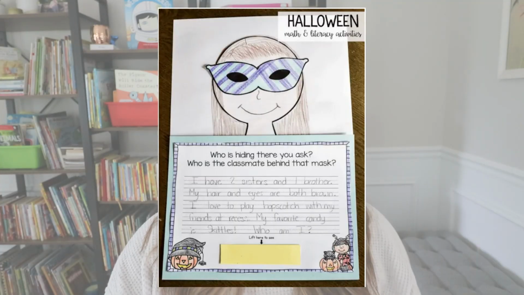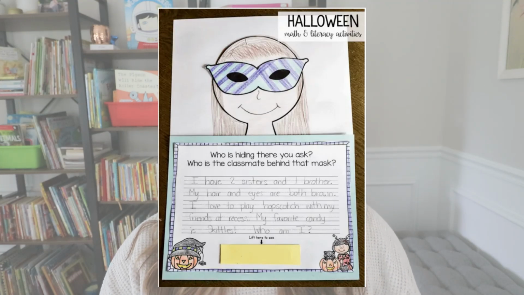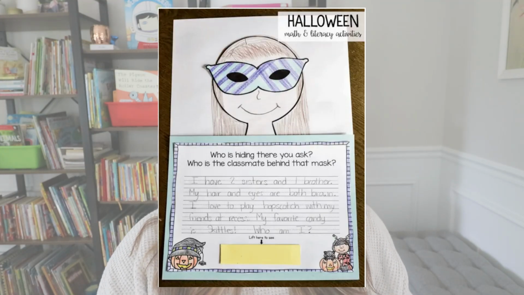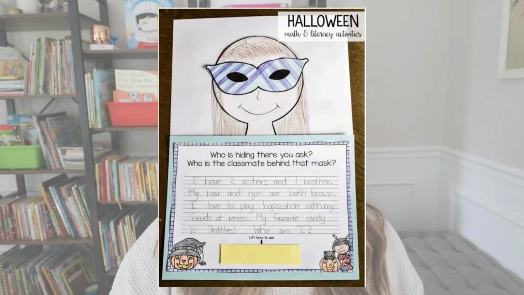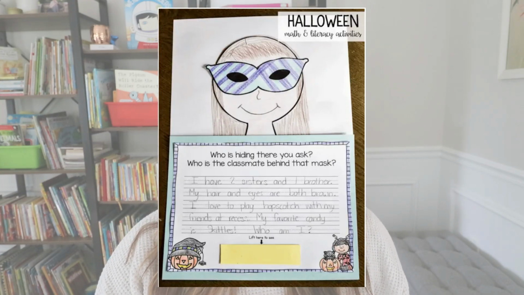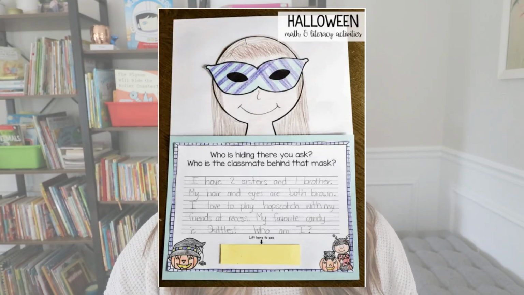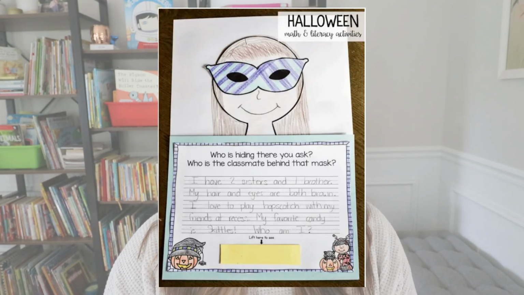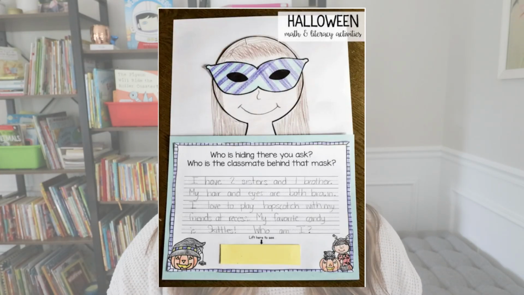Here's a picture of what it looks like, and then the riddle part comes in because it says, who is hiding there, you ask? Who is the classmate behind that mask? And students are tasked to think of some things to describe themselves, maybe some things they love to do, some words they could use, adjectives to describe themselves. They could share what they're dressing up for as Halloween this year. And then at the bottom, as the teacher, you go ahead and cover the answer to the riddle, so the student's name, with a piece of construction paper.